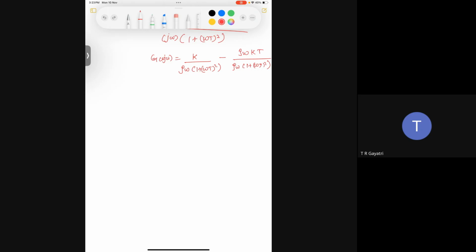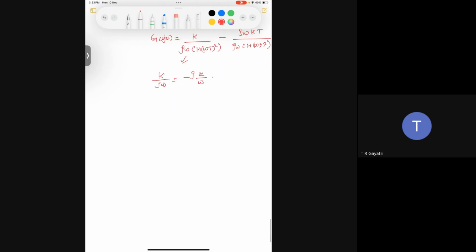So if I want to simplify each part, the first part, K by j omega, will be minus j into K by omega. Can I write like that? The next term, K omega T by j omega, minus j into whatever terms we have here. This will be minus j into, I'm taking j to the numerator, KT divided by omega will get cancelled. j will also get cancelled, no? j of KT by 1 plus omega T the whole square.